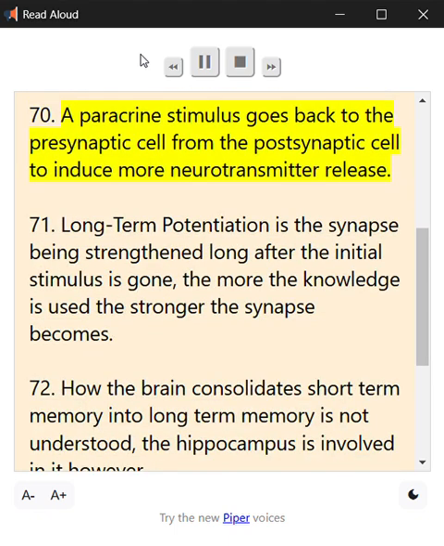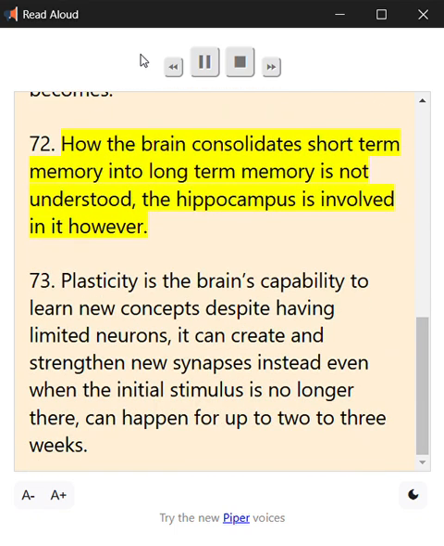70. A paracrine stimulus goes back to the presynaptic cell from the postsynaptic cell to induce more neurotransmitter release. 71. Long-term potentiation is the synapse being strengthened long after the initial stimulus is gone. The more the knowledge is used, the stronger the synapse becomes. 72. How the brain consolidates short-term memory into long-term memory is not understood. The hippocampus is involved in it, however.